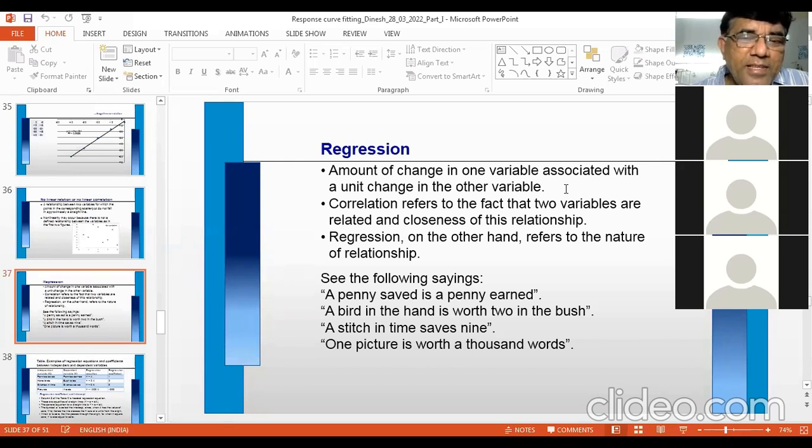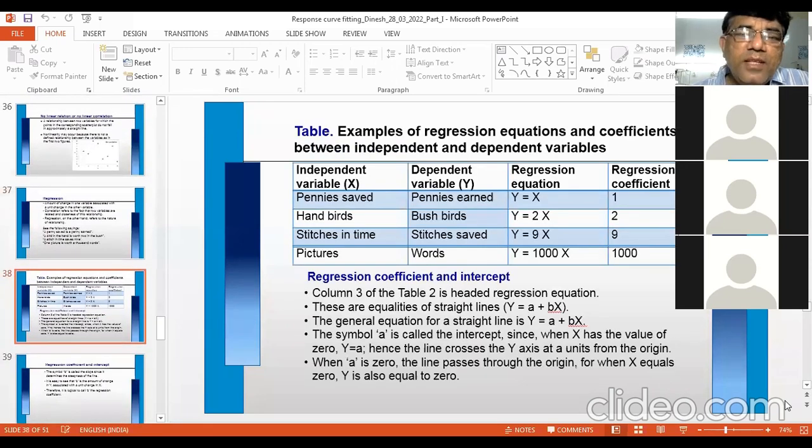If you take penny saved as the independent variable and penny earned as the dependent variable, one penny saved is one penny earned, which means here x is equal to y. A bird in the hand is worth two in the bush means 1x is equal to 2y. A stitch in time. So likewise, you can have some kind of relationship. Now you see this, I'm sorry, this is x.